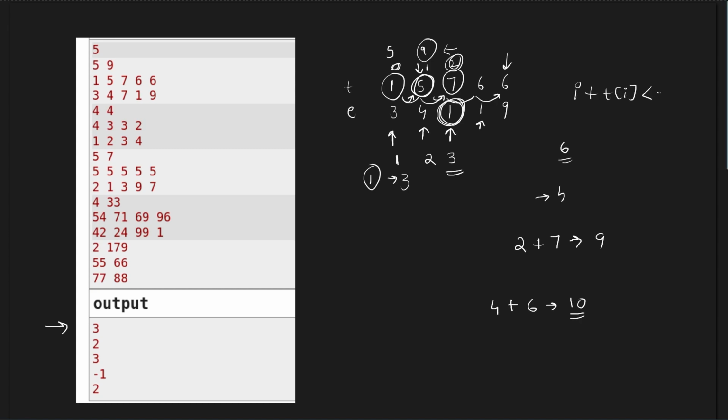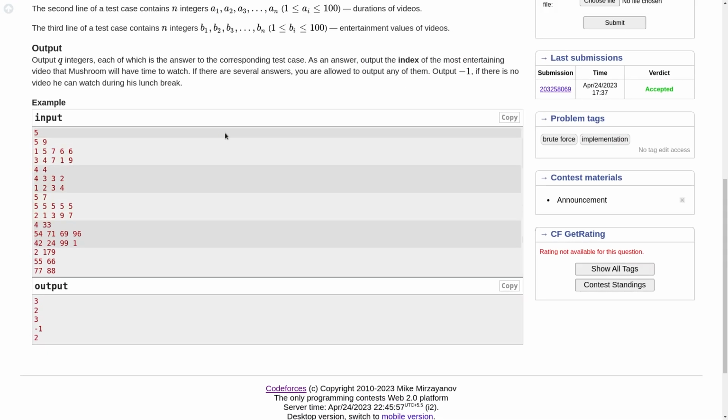If it is less than or equal to the maximum time that you can have, then you consider this entertainment value and check whether it is greater than the entertainment value that we already have. If the last entertainment value that we had was 4, now since 7 is greater than 4, it is a better answer, so we update the index. So this is the whole idea of the problem statement.